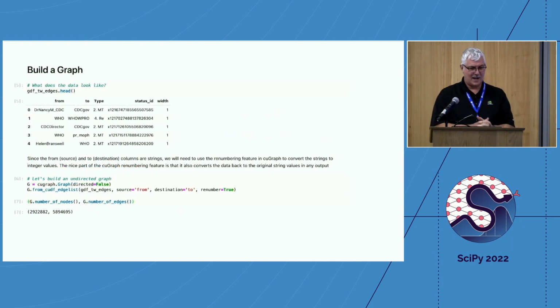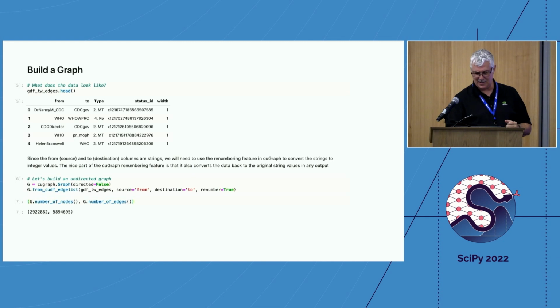So looking at this data, I have a from field, which is strings, a to field, which is strings, the type, status IDs, and a width, none of which I'm using. Creating a graph is similar to how you do it in NetworkX. I say I'm going to create a graph. Directed is false, meaning that I want an undirected graph. I then add my edge data to it, specifying source and destination, and then I can look at how much data is in there.